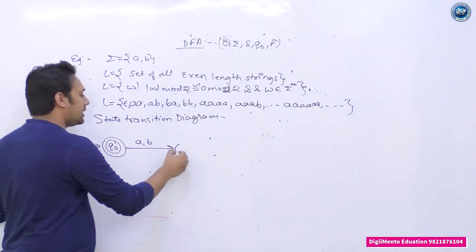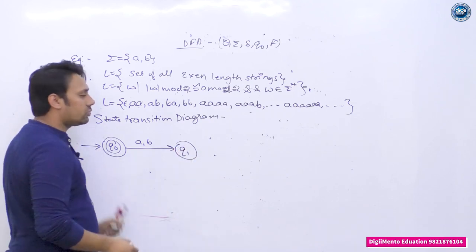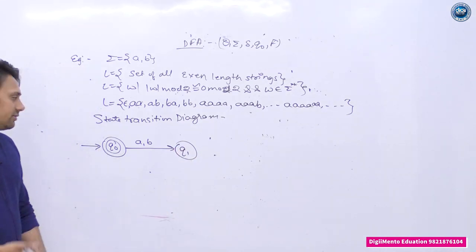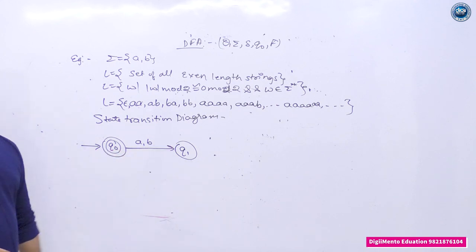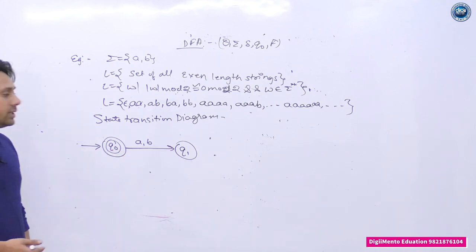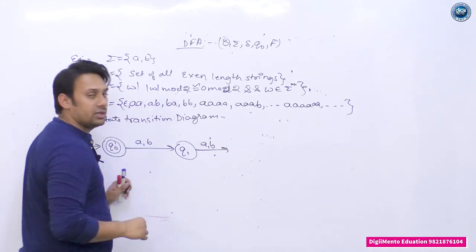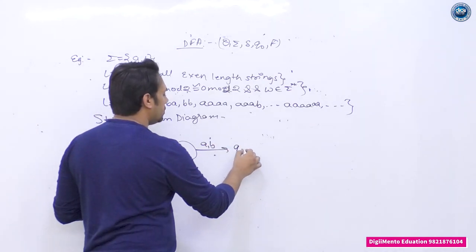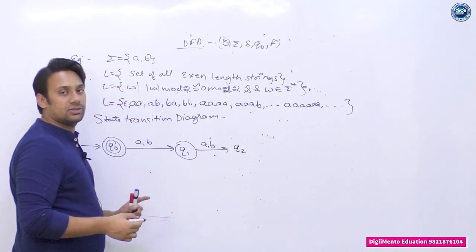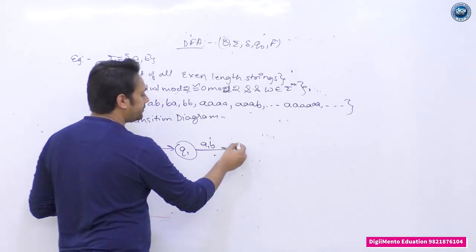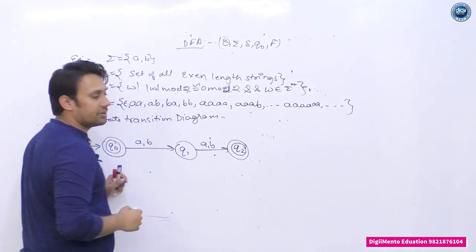So then we'll go to the state Q1, and we do not want to make the state Q1 a final state. Why? Because we do not want to accept strings of length 1. Then if I again get an A or if I again get a B, I will go to the state Q2, but now the string is of length 2, so I will accept it.